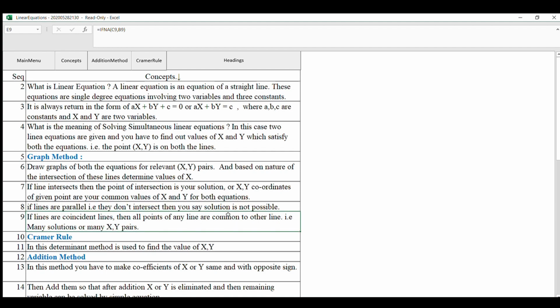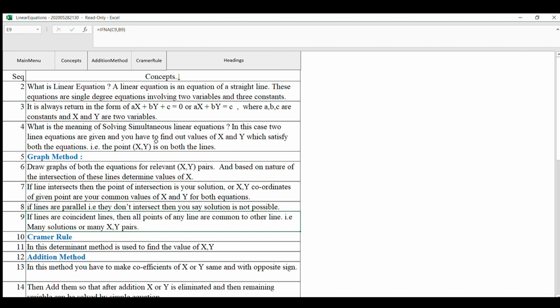And there is a third possibility. If lines are coincident lines, then all points are common to both the lines. So in that case, the possible values of x, y are infinite, right? So there are 3 possibilities. 1, there is only one point of intersection. 2, there is no point of intersection, that means lines are parallel, no xy solution. And third one is overlapping lines.